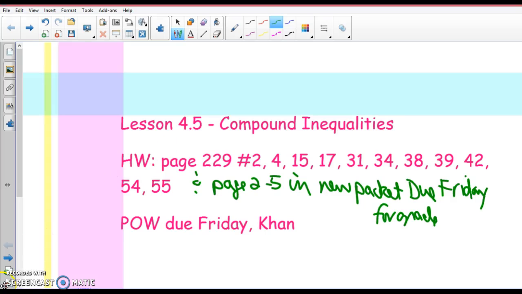This lesson is lesson 4.5, compound inequality. This is the homework that goes along with it. This is another lesson that is in the 7th grade curriculum, and I would explain that in class.